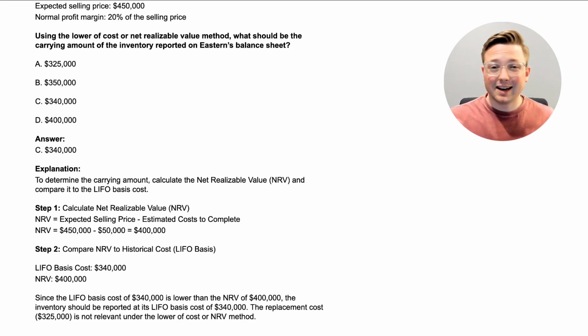So again, not too difficult. You didn't need to take into account the profit margin. You didn't need to take into account any replacement cost. It's just the expected selling price less any costs that are needed to complete it so that they can sell it. So it's pretty easy for the net realizable value. Now that we've gone over the lower of cost or net realizable value, we're going to talk about the lower of cost or market, and I think this is more complicated, so let's go ahead and dive into that.